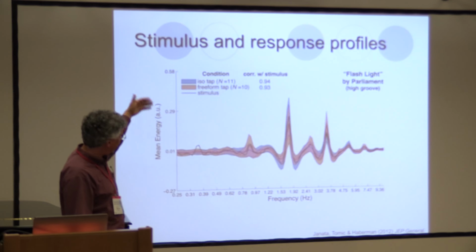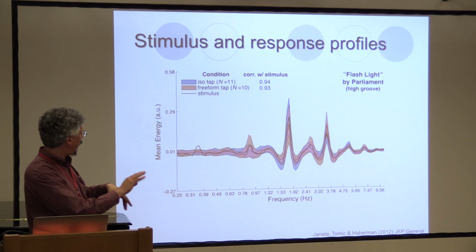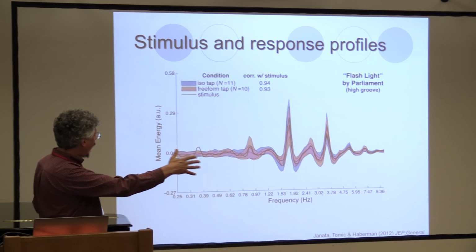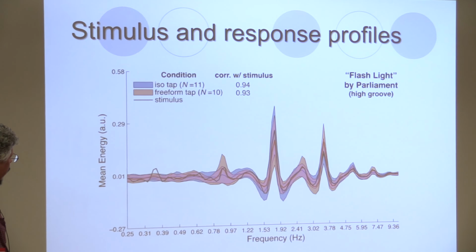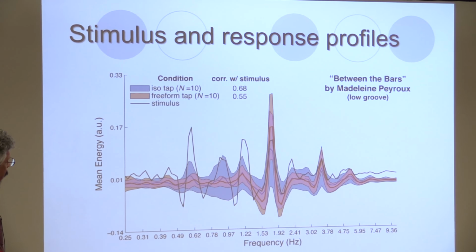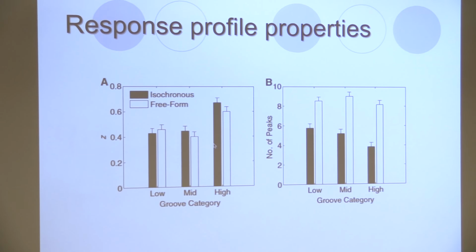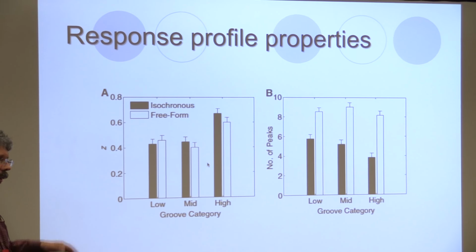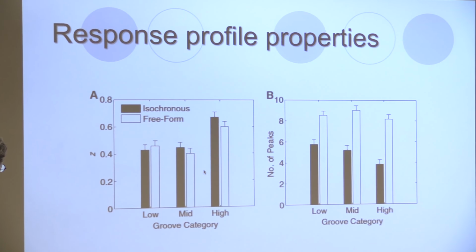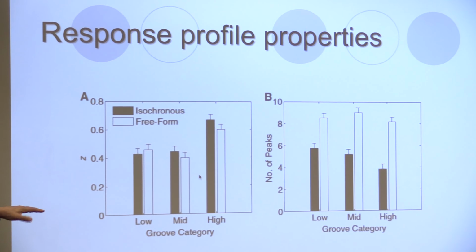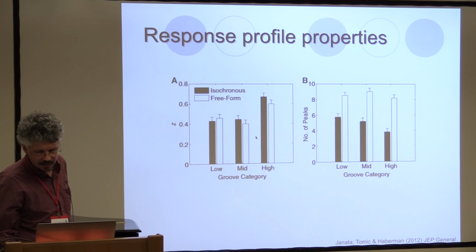So we can now look at this systematically across all the excerpts that we played to people. Here are the correlations between the tapping data run through the model and the audio data run through the model, so very high correlation for high groove, a little less for the low groove stimulus that I played you. And now we can look at the correlations between the stimulus and the response profiles on the left there, and we see that the high groove category just stands out from the others in terms of the correlations.